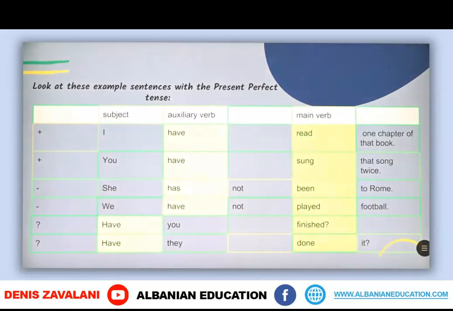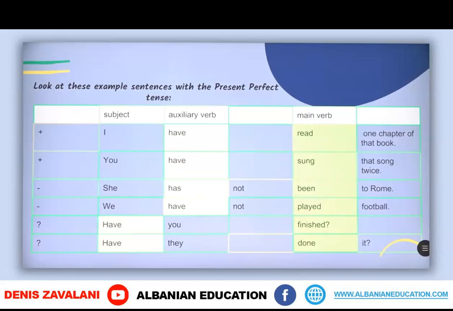We can see here some examples, and here we are having sentences that are in affirmative form, negative, and interrogative. We've got two sentences that we can see in the first two rows that are in the affirmative form, which are I have read one chapter of that book. The second one is you have sung that song twice.